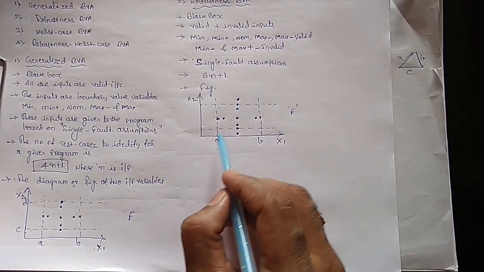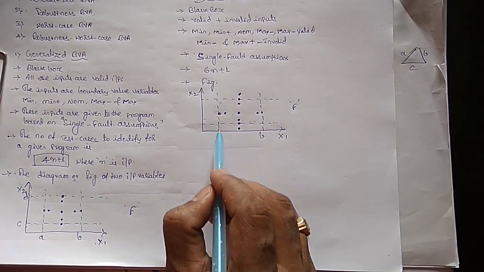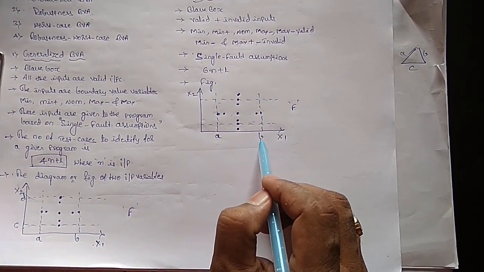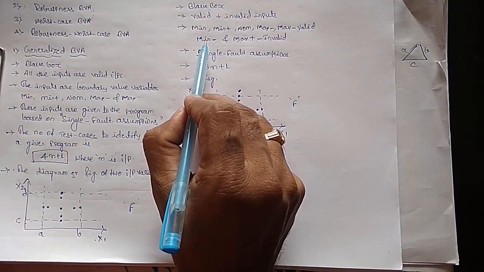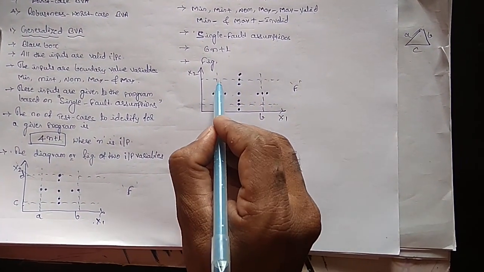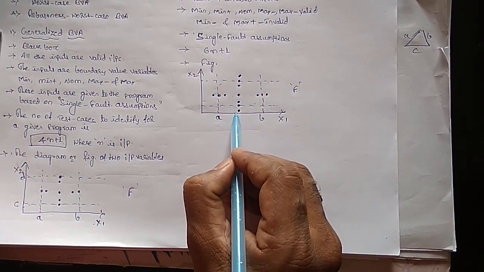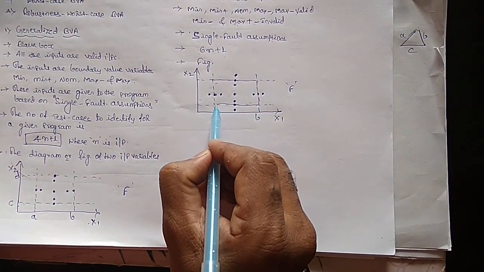Now, if I consider this the lower limit and this the upper limit, similarly this the lower limit and this the upper limit, then this point becomes minimum minus and this point becomes maximum plus. You can see these points are outside the range. This is the input domain range.